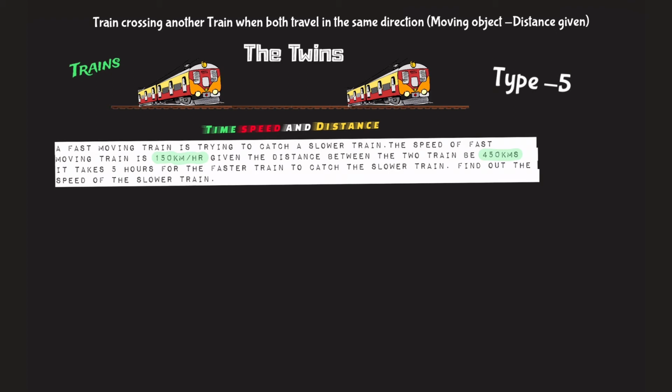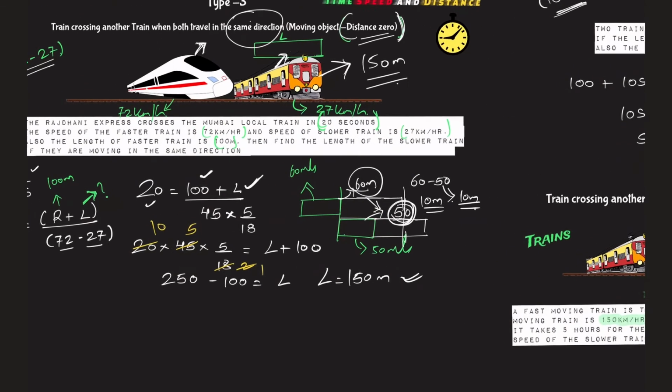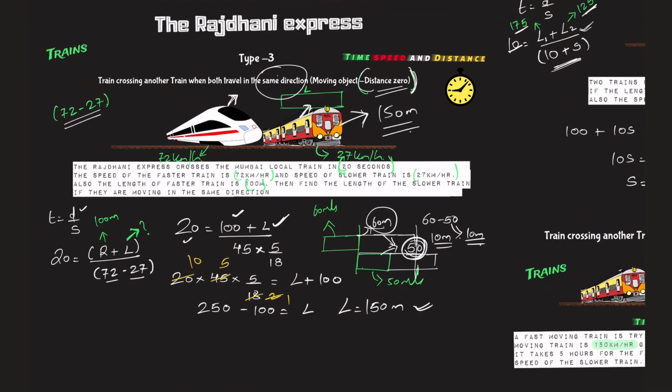Train crossing another train, both travel in the same direction. Is this a repetition? We have done this before. That was our type 3, which we understood by the example of Rajdhani Express. But what was given there was that the distance between them is 0, which means the engine of Rajdhani Express is touching the last bogie of the local train. The distance between them is 0.